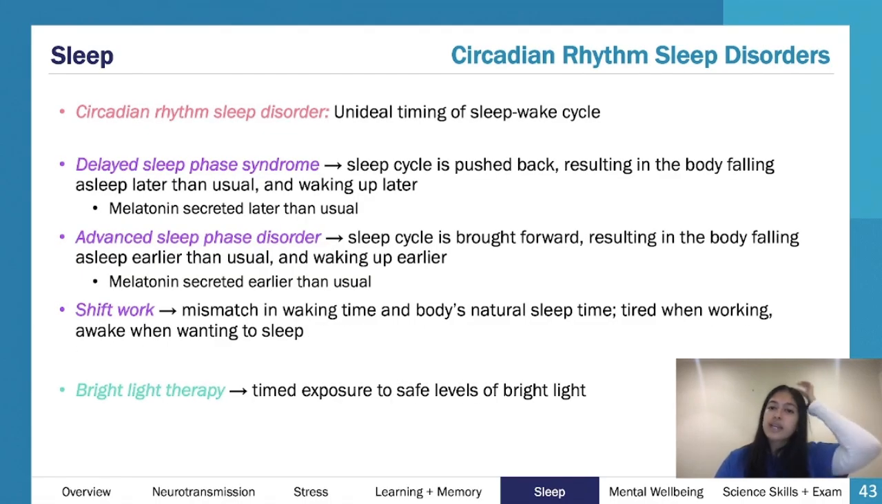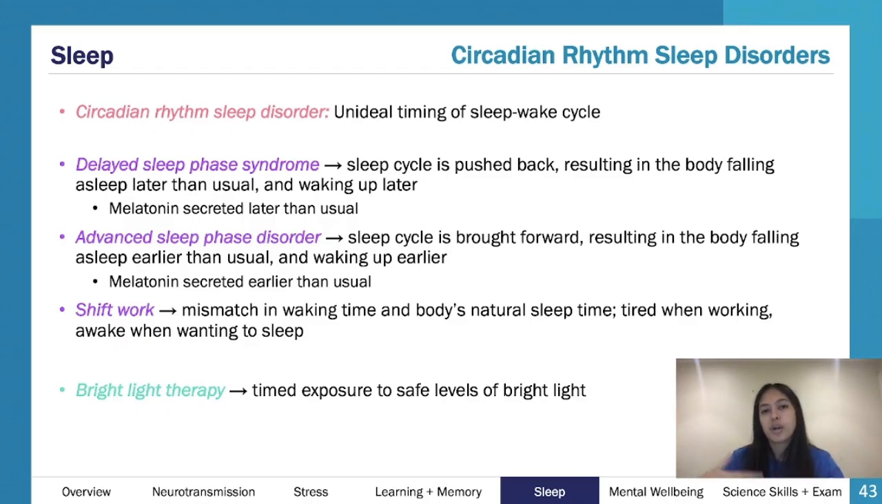Okay, so looking at your circadian rhythm sleep disorders, exactly what it sounds like. Your circadian rhythm is out of whack. There's a bit of a mismatch between when you should be sleeping and when you are. So either delayed or advanced, again, it's in the name. Delayed, we're pushing back the sleep cycle, the time that we sleep. We're sleeping later and we're waking up later. Advanced, we're bringing it forward. We're falling asleep earlier and we're waking up earlier as well. So basically you can think about your melatonin being secreted at a later or an earlier time.